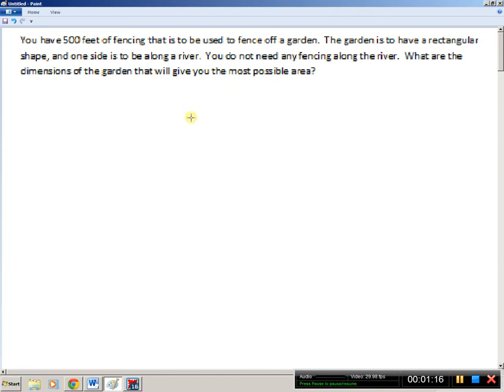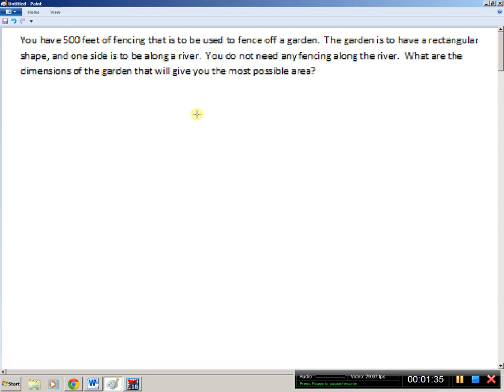Okay, you have 500 feet of fencing that's to be used to fence off a garden. The garden is to have a rectangular shape, and on one side it's to be along a river. You don't need any fencing along the river. What are the dimensions of the garden that will give you the most possible area? Now, you read through that until you understand it.